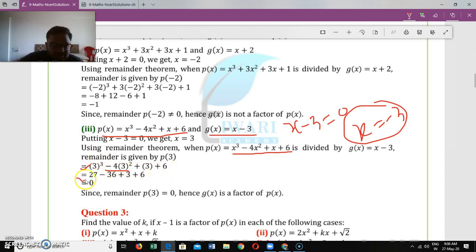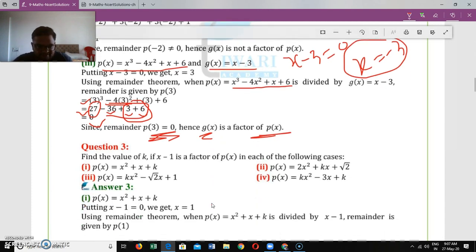So 3 cube will be 27. 3 square will be 9. 9 into 4 will give you 36, plus 3 plus 6. So if we add all these numbers, 3 plus 6 is 9, and 27, 9 plus 27 plus 36, and here is minus 36. Both will get eliminated and the answer will be 0. So we can say p of 3 is zero, therefore g of x is the factor of p of x. Since 3 is the zero of g of x, x minus 3 is a factor of p of x.